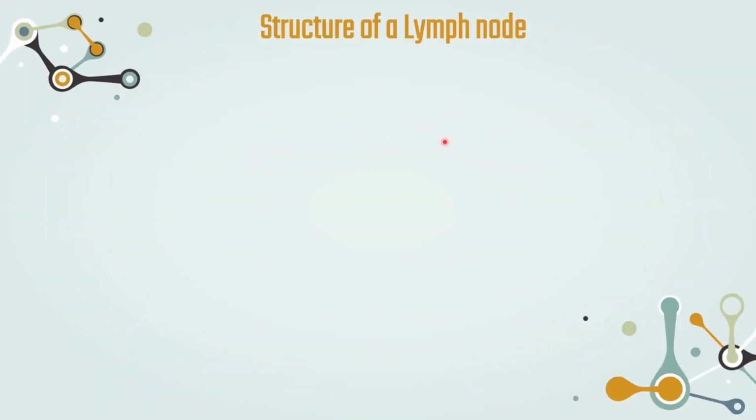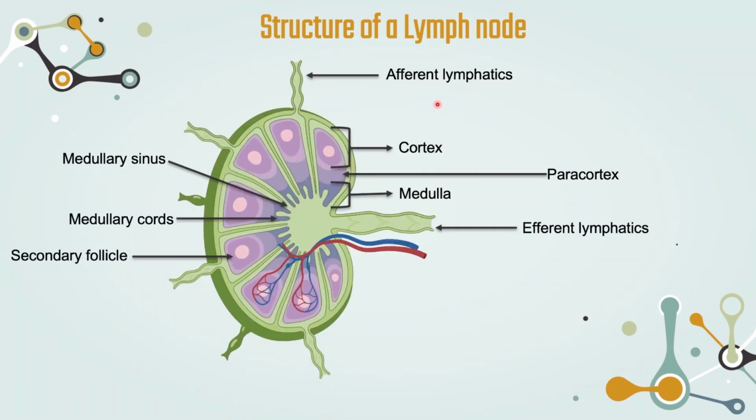So now let's talk about the structure of a lymph node. This is the afferent lymphatics. This is where the lymph node receives the lymphatic fluid. It comes from the afferent lymphatics and then leaves through the efferent lymphatics. Now, the most important things you need to understand from an exam point of view are the cortex, medulla, medullary sinus, and the follicles. Super high yield.